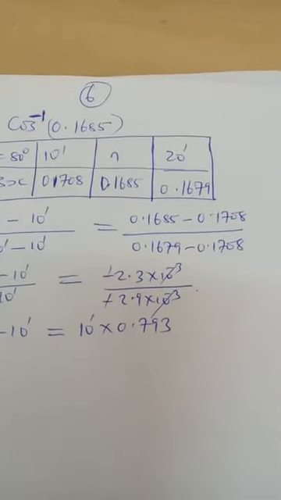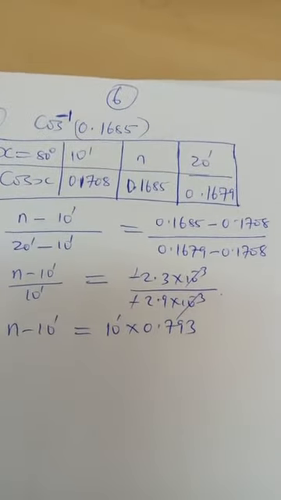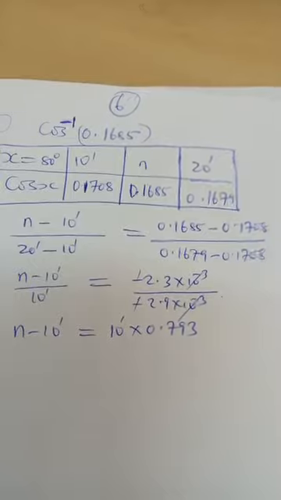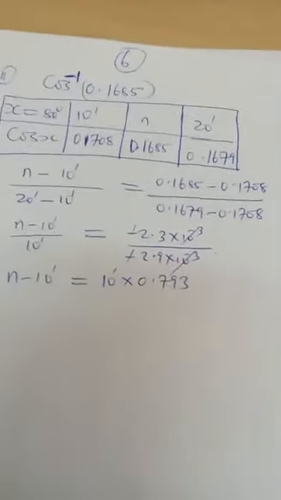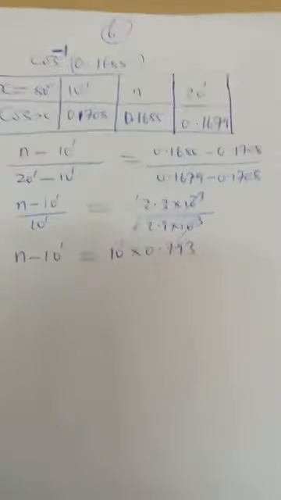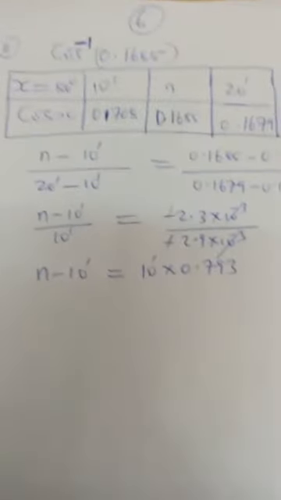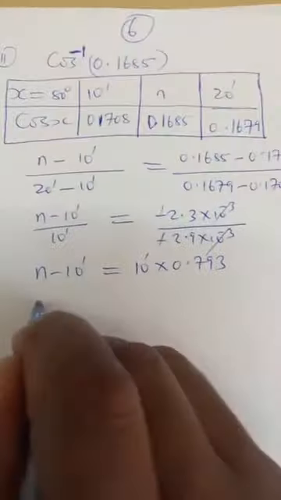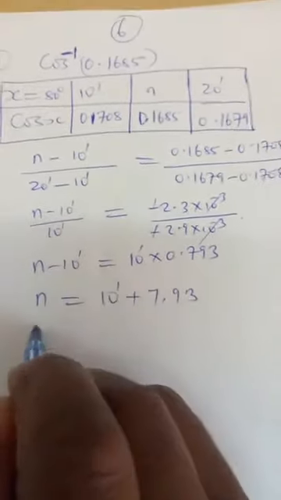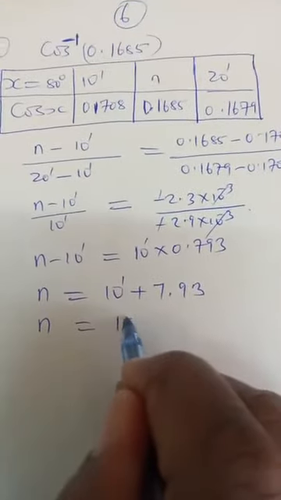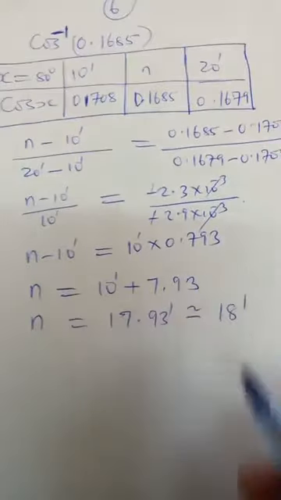If I multiply this by 10, what I get, I will add it on 10. My n will be equal to 10 minutes plus 7.93. So my n will approximately be 17.93 minutes, which you can round off to 18 minutes.